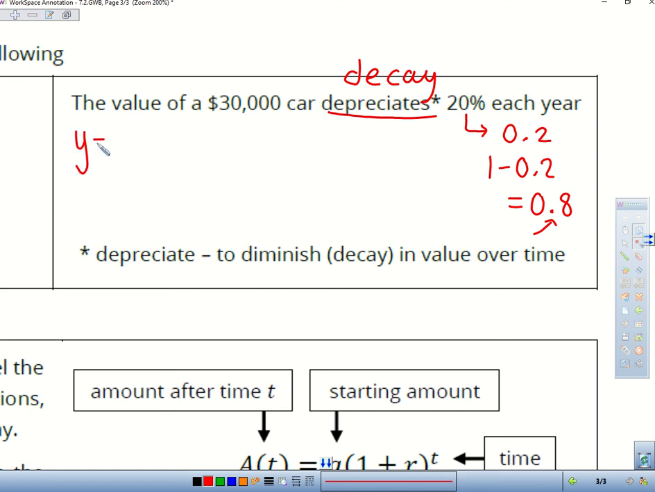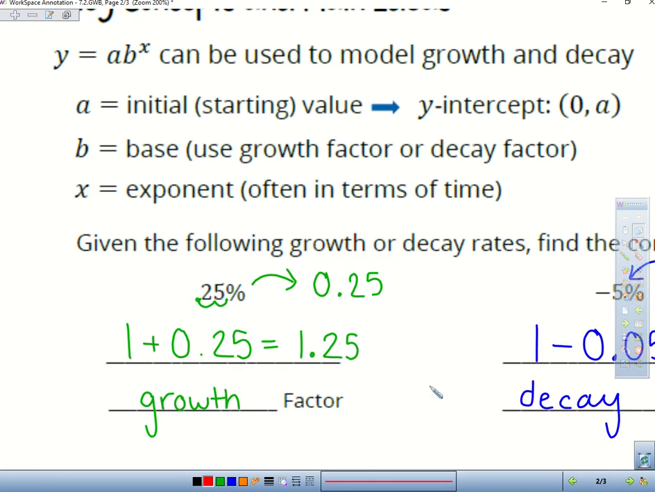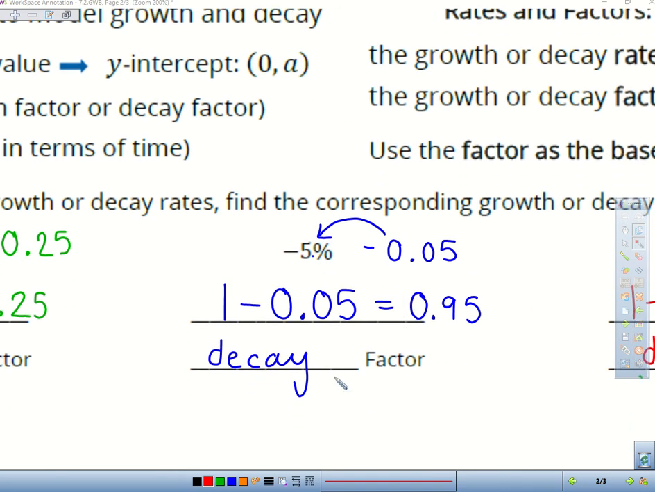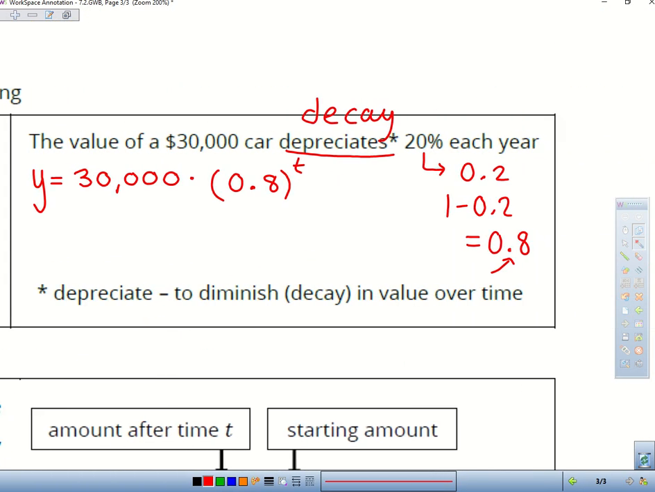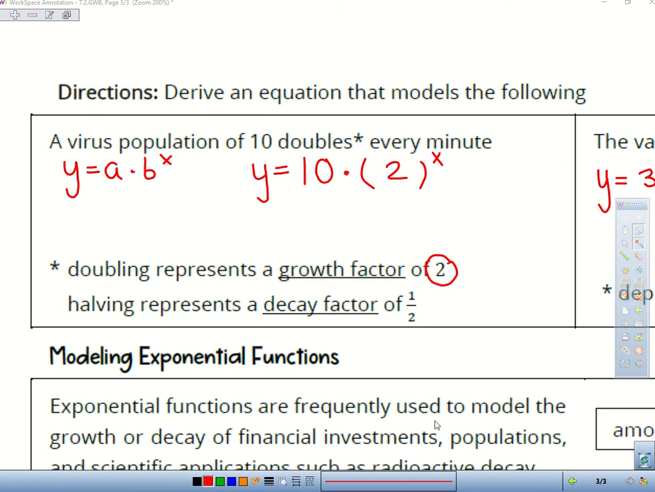So the formula is y equals the amount that the car originally was times your decay factor to the power of x or t. You choose what letter you want to use. Good question. If you see on the first page, when we have a decay, we have to subtract from 1. That's why we did that. So 1 minus 0.2 is 0.8. Any questions about that? So remember, you got to convert rates into factors.